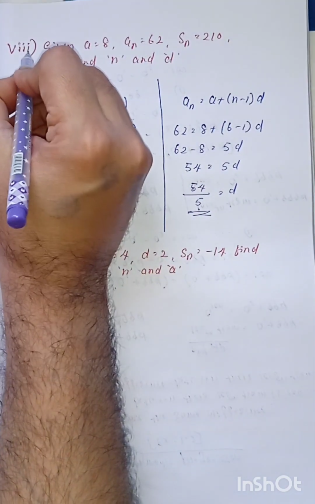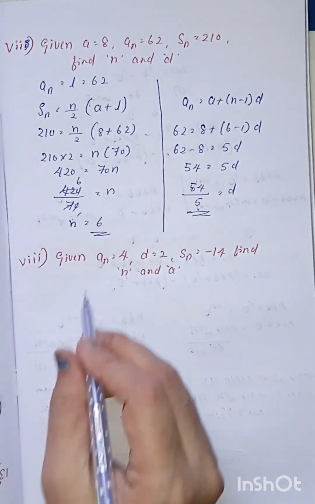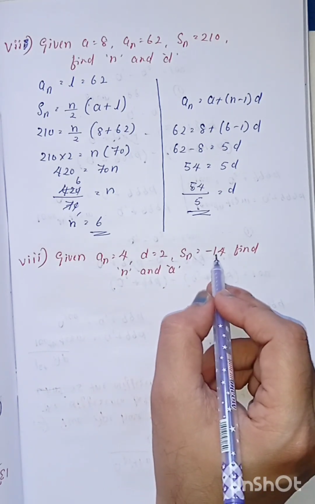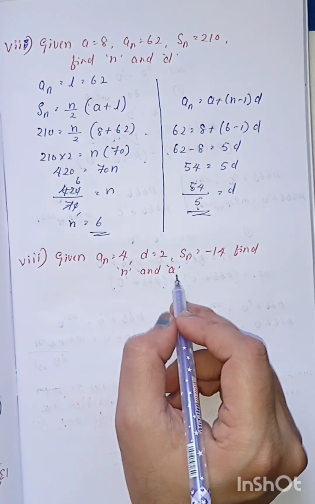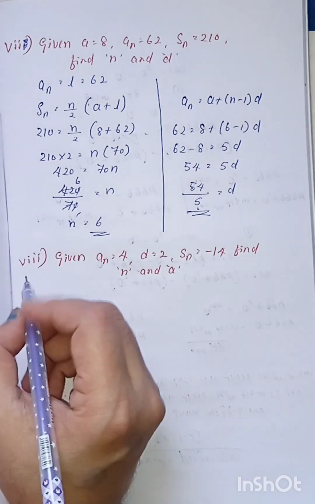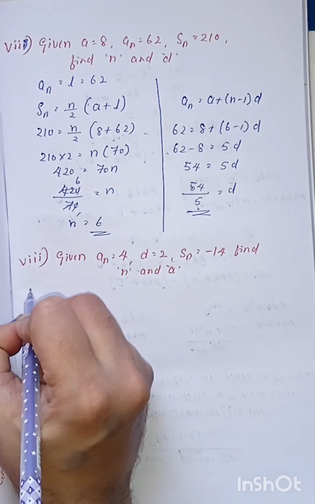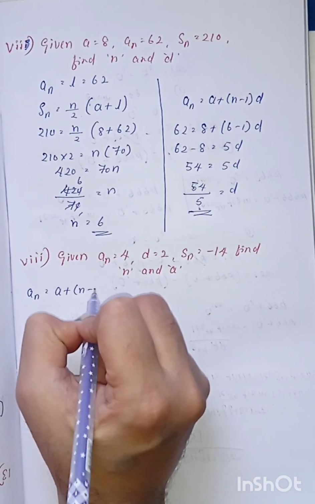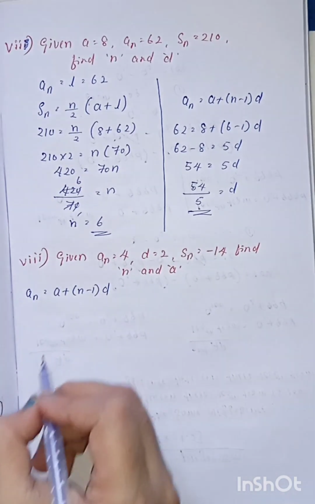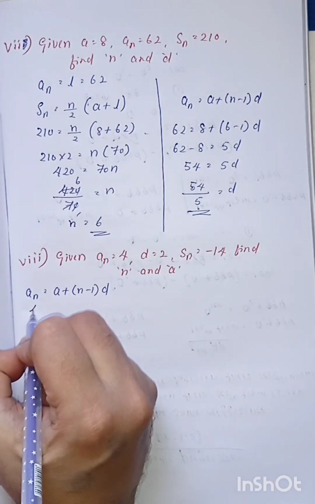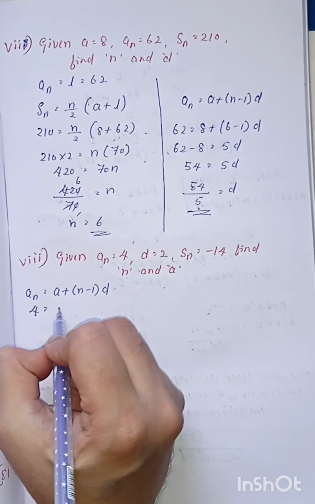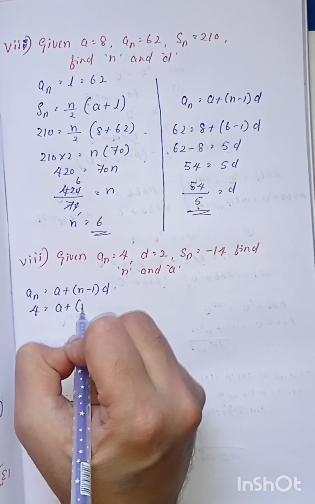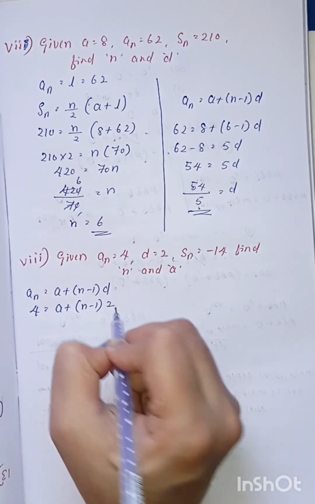So this is the seventh problem. Now the eighth problem. Given an equals 4, d equals 2, sn equals minus 14. Find n and a. Let's start the answer by using an equals a plus n minus 1 into d. Now an means it is given as 4. a we have to find out. n we don't know, n minus 1, and d means 2.